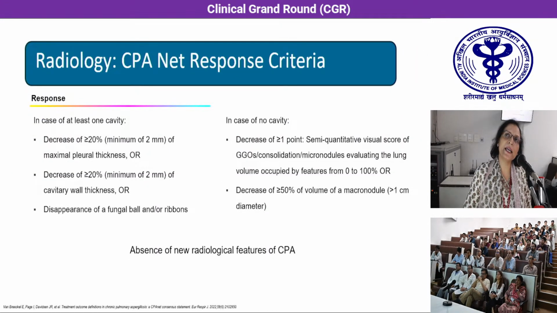Another important indication for radiological evaluation is response assessment. Now, response assessment on radiology has been described as a decrease in the maximum pleural thickness, a decrease in the cavitary wall thickness, as well as a reduction in ground glass opacities, consolidation, and micronodules on semi-quantitative analysis, with absence of new radiological features.